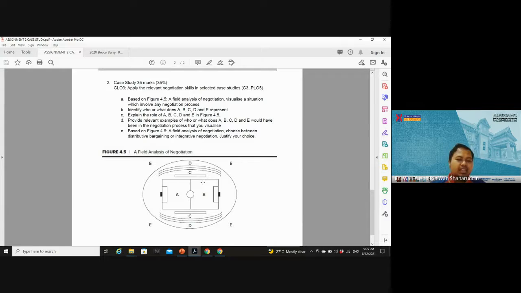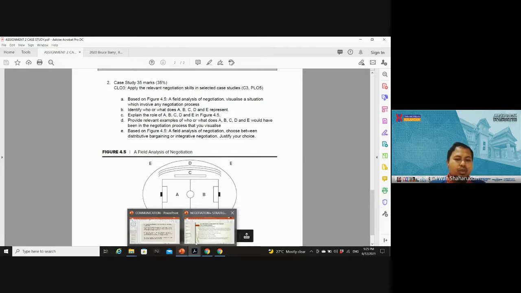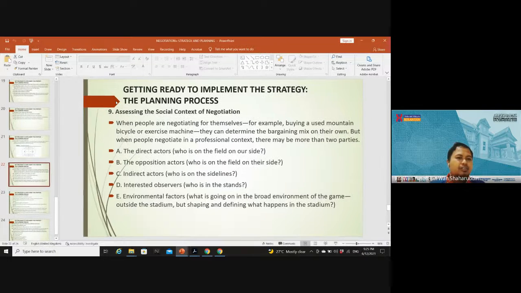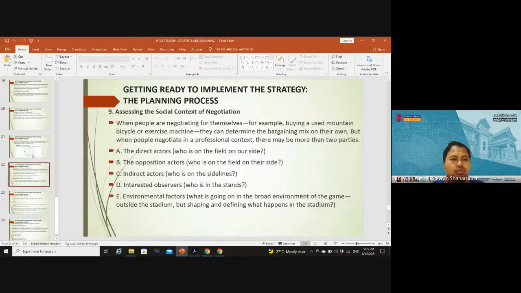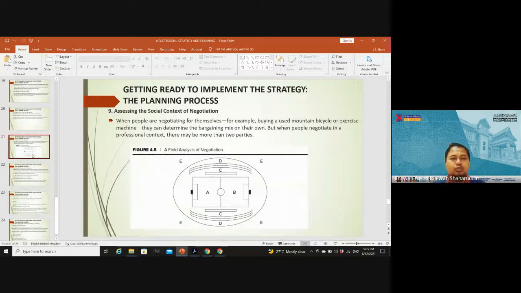To make things easier for you, this is already taught and explained in week 4 in the topic of negotiation strategy and planning. We already have the chapter in there. This is not like a direct answer scheme, no, but it will help you to visualize what kind of situation you would like to explain in your made up negotiation process or in the negotiation process that you have experienced before.